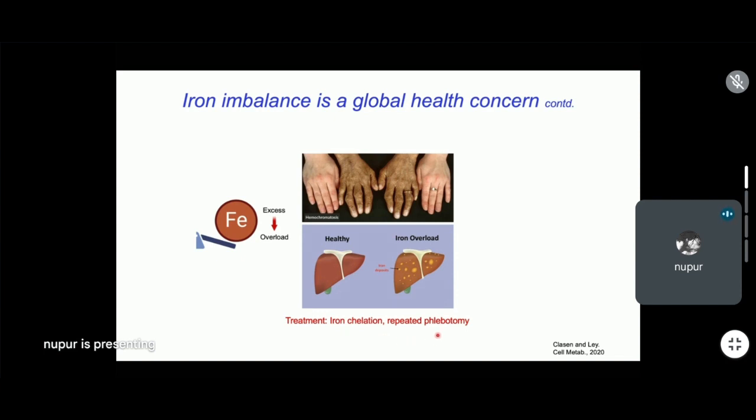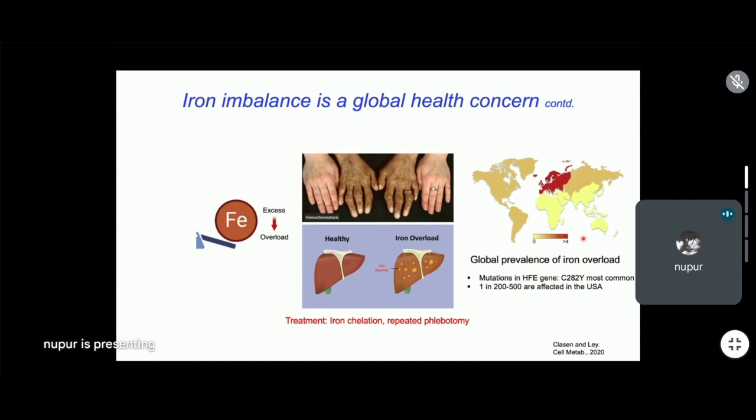But as you can tell, iron chelation is a pharmacological treatment. It's not very popular because it also chelates the useful iron. Repeated phlebotomy, who wants to go to the clinic every 3 to 4 months? So till today, these are the basic forms of treatment.